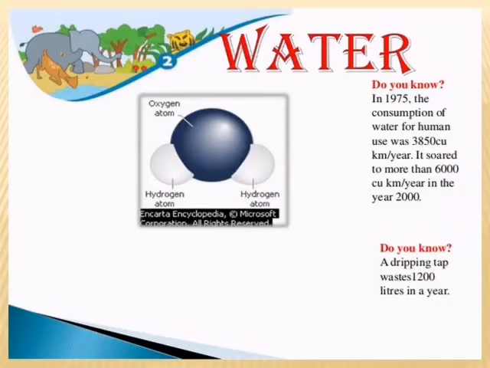The third important resource for the existence of human beings is water. Water is essential for the existence of life on earth. In 1975, the consumption of water for human use was 3,850 cubic kilometers per year, and it soared to more than 6,000 cubic kilometers per year in the year 2000.